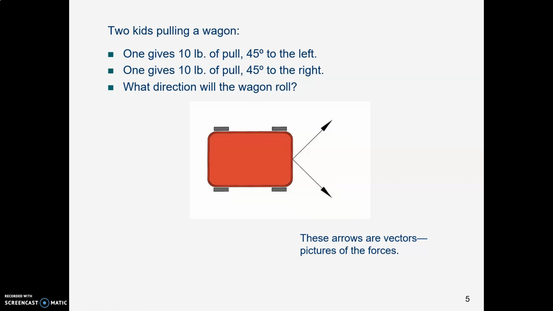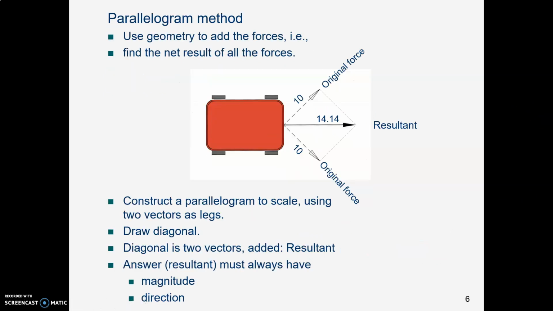Well, without doing any math, I bet you can picture that that wagon is going to go straight ahead, even though the kids are pulling at angles. And you would be exactly right. One little kid is pulling with 10 pounds to the right, one little kid is pulling with 10 pounds to the left, and the net result is that wagon's going to go straight ahead. How do we do that?